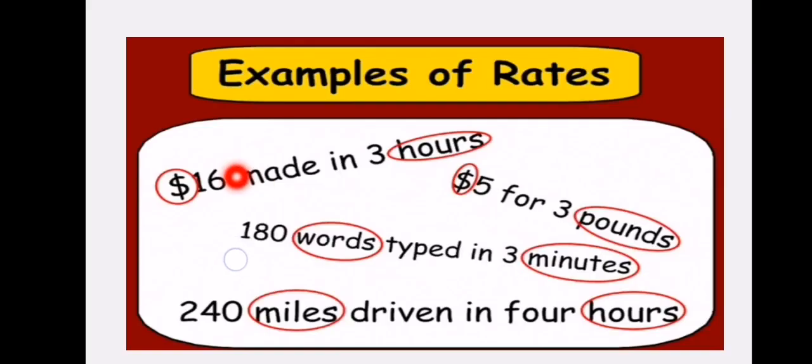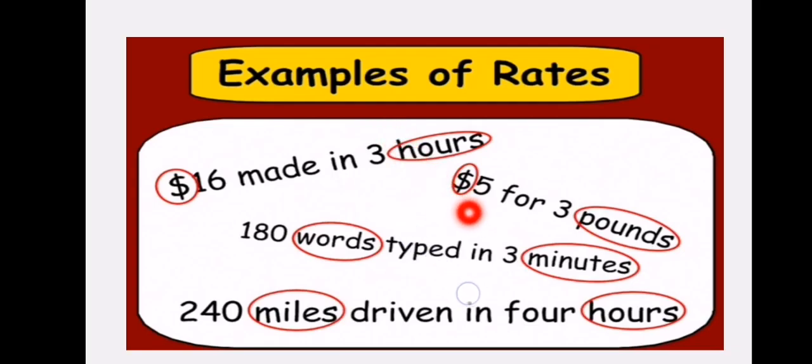For example, here I have $16 made in 3 hours. So I'm comparing 16 to 3. Why here will I call this ratio a rate? Because if I see the units, I will see that they are different. Here dollars, I'm comparing it with hours. So once you have two different units, your ratio can be named a rate.